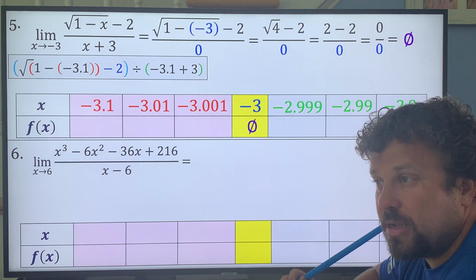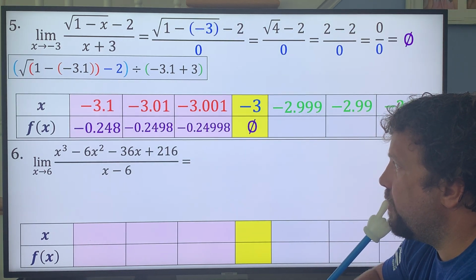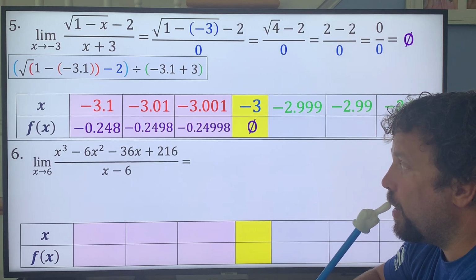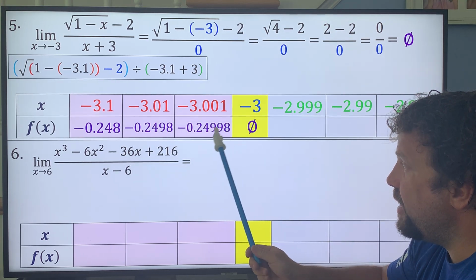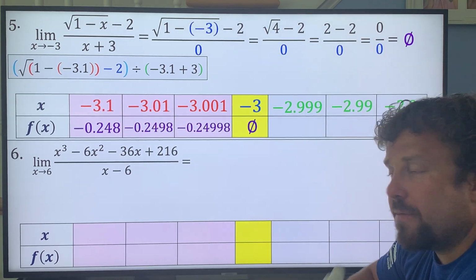As for the answers, drum roll, you should have got negative 2.48, negative 2.498, negative 2.4998. So what does it look like it's going towards? I'm seeing negative 2.5.